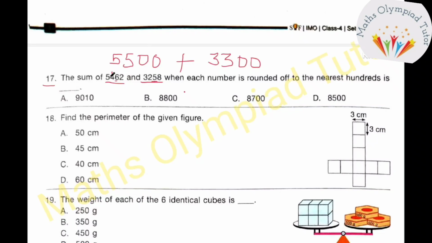Now the sum: 5500 plus 3300 will give us 8800, which is here in option B. So we are going to select this.